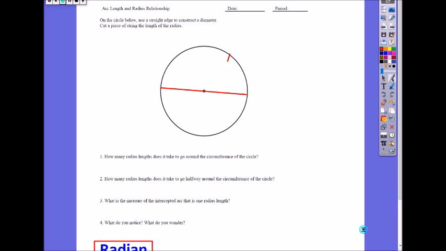Okay, let me do this first and I'll let you guys do it on your own. So here's 2. Here, that's 3. Little more than 3. 4. 5. You have to get the rounded length, not the straight length.